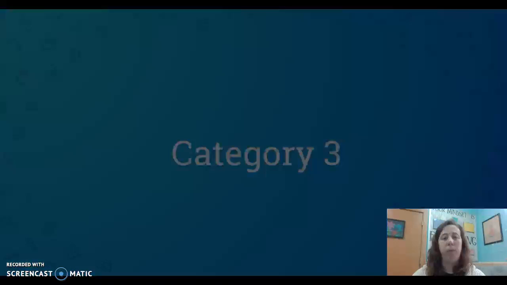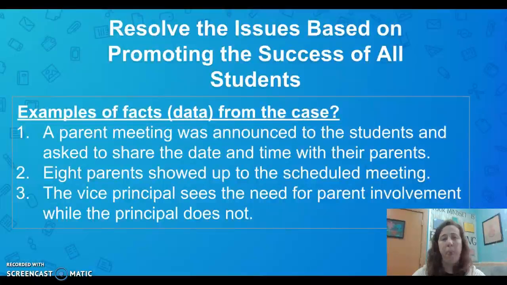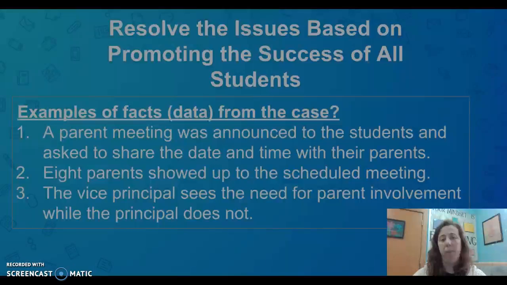Category 3. What's best for students? Part of a successful school, in my opinion, is having all groups give input to create a strong environment, and I believe that the parental involvement is essential for what's best for students. Some examples of facts or data from the case. One is that a parent meeting was announced to the students and they were asked to share the date and time with their parents. 8 parents did show up to the scheduled meeting. And the last fact was that the vice principal sees the need for parent involvement while the principal does not.